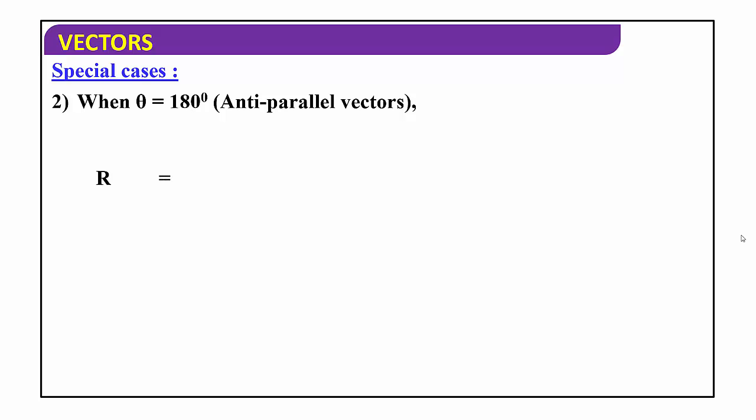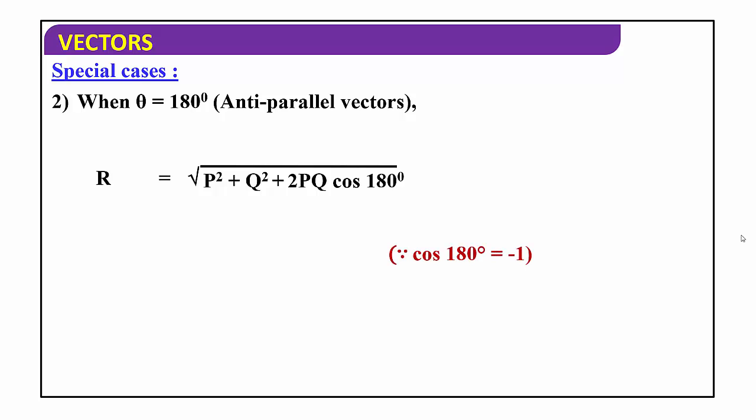R equal to, we know the expression, square root of P square plus Q square plus 2PQ cos theta. Theta is 180 degree. We know that cos 180 is equal to minus 1. Substitute in the above equation. We will get R equal to square root of P square plus Q square, 2PQ into minus 1 will be minus 2PQ. So what is the equation? Square root of P square plus Q square minus 2PQ.